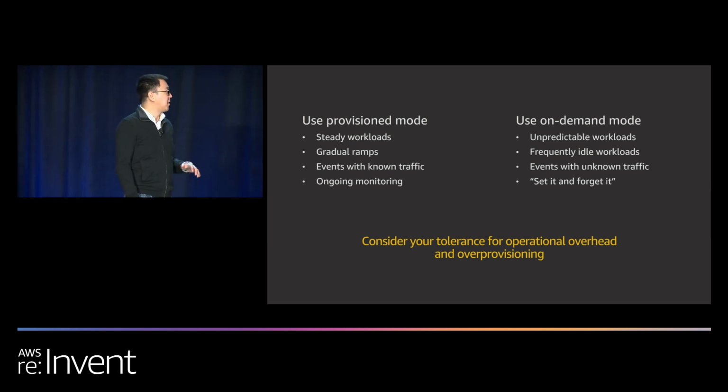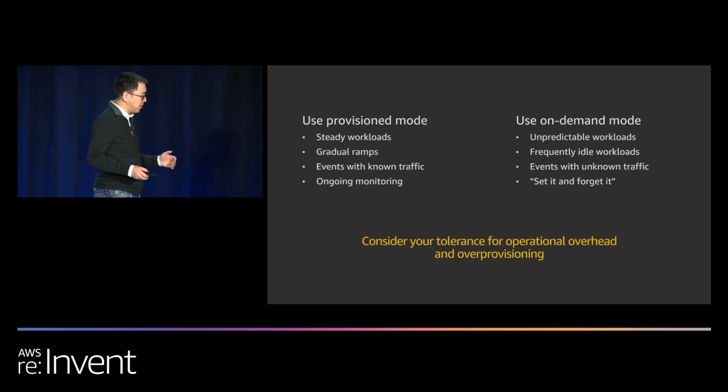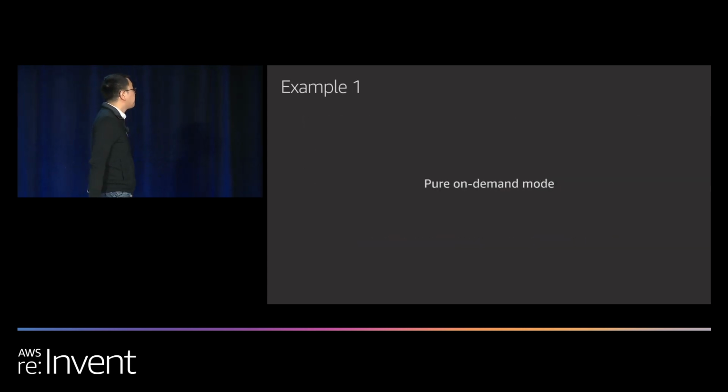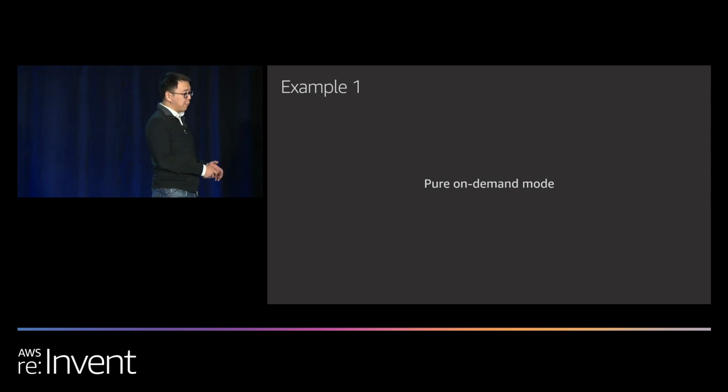Consider your appetite or your tolerance for operational overhead and over-provisioning. Right? You can definitely save money by using provisioning mode. It does involve a little bit more management of the throughput, and you may have to over-provision. So let's look at a couple of real-life examples.